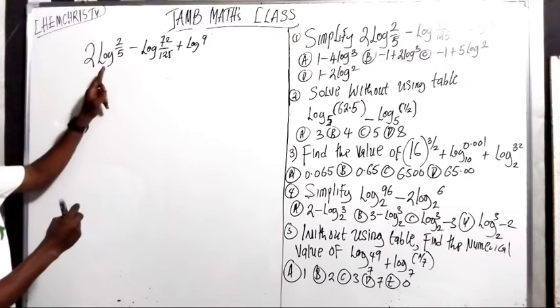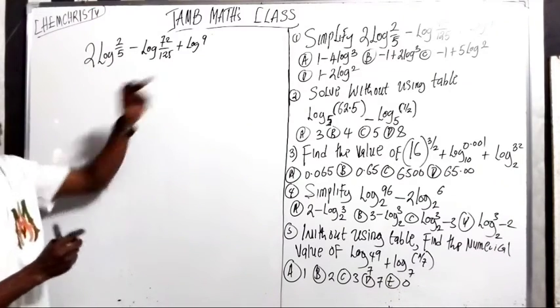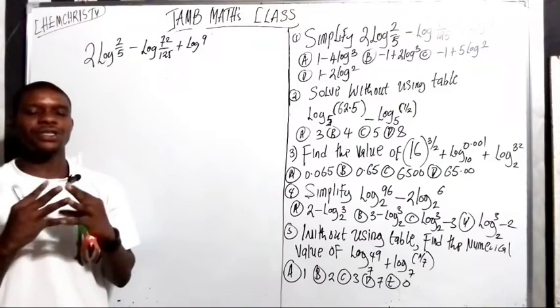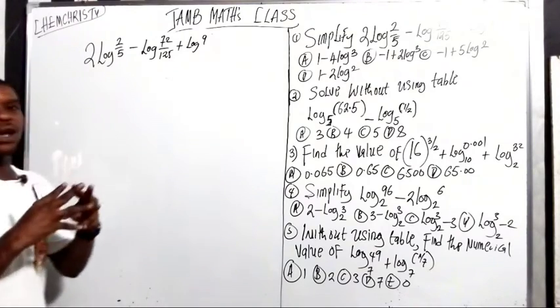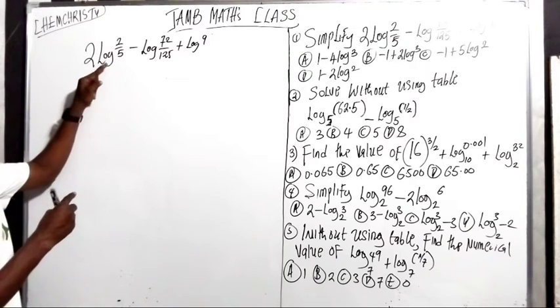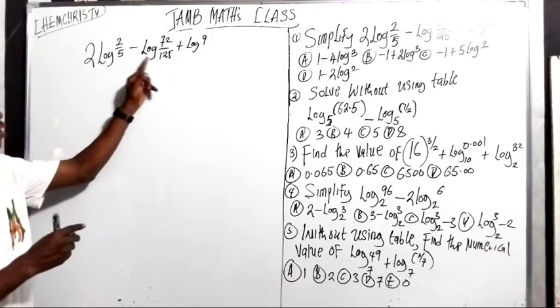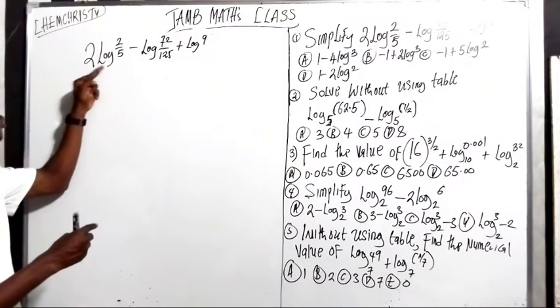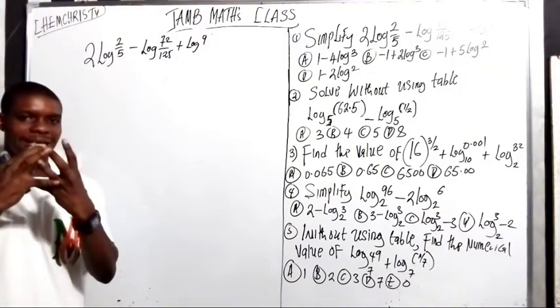Now if you check the logs, they don't have a base. It means that they have the same base. So when you have a question with logs of the same base, you can combine them together. Before you can combine them, you have to make this one like this. Here we have 2, and we don't have any here. So we have to make this term like the others for us to combine them together.